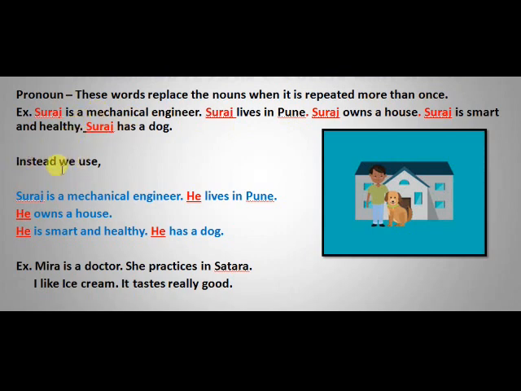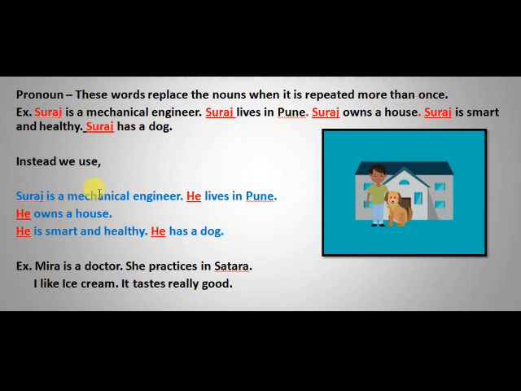So instead of this, we use a pronoun. Like: Suraj is a mechanical engineer, he lives in Pune, he owns a house, he is smart and healthy, he has a dog. So instead of continuously repeating Suraj again and again, I have used a pronoun instead of his name, which is he. In similar manner, more examples: Meera is a doctor, she practices in Satara. I like ice cream, it tastes really good. So these are all examples of pronouns, such as he, she, it, they, we. All of them are examples of pronouns.